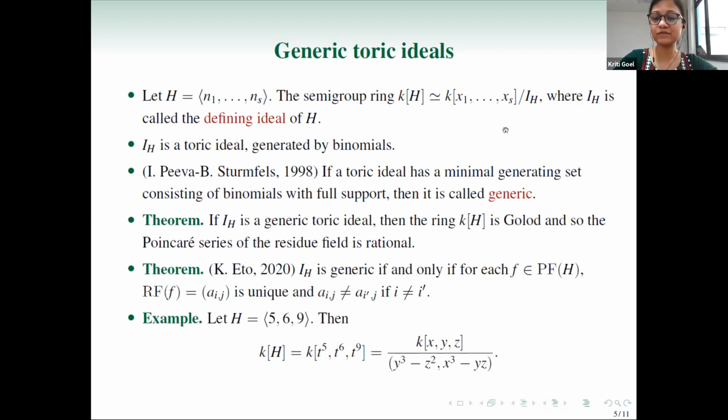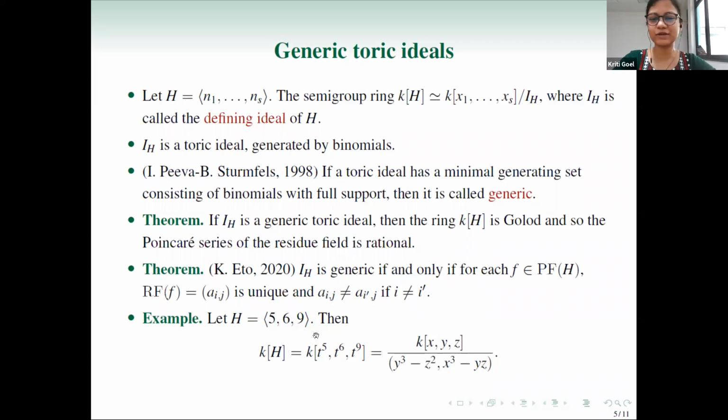And we also have the property that given any column of this matrix, all the row entries of that particular column are distinct. So these two properties were necessary and sufficient for characterizing the generic nature of the toric ideal. And this really beautifully connects the factorization matrices with the defining ideal.